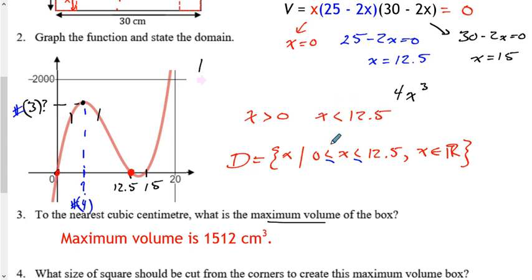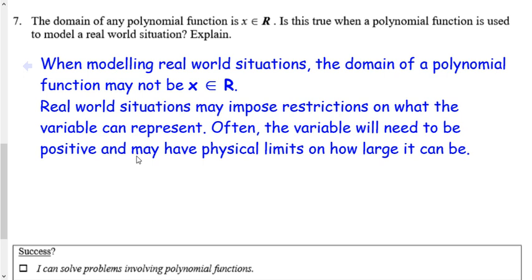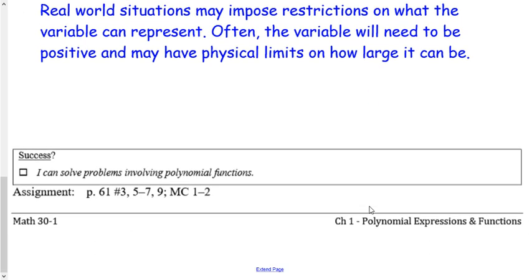So again, that is why we have this explanation as written here in number 7. The real-world situation imposes restrictions. So we have a limitation on the domain. So measure of success, I can solve problems using polynomial functions. So hopefully you are in good shape to do some practice questions. Here they are listed at the bottom. And with these practice questions, your confidence will grow. All right, enjoy.